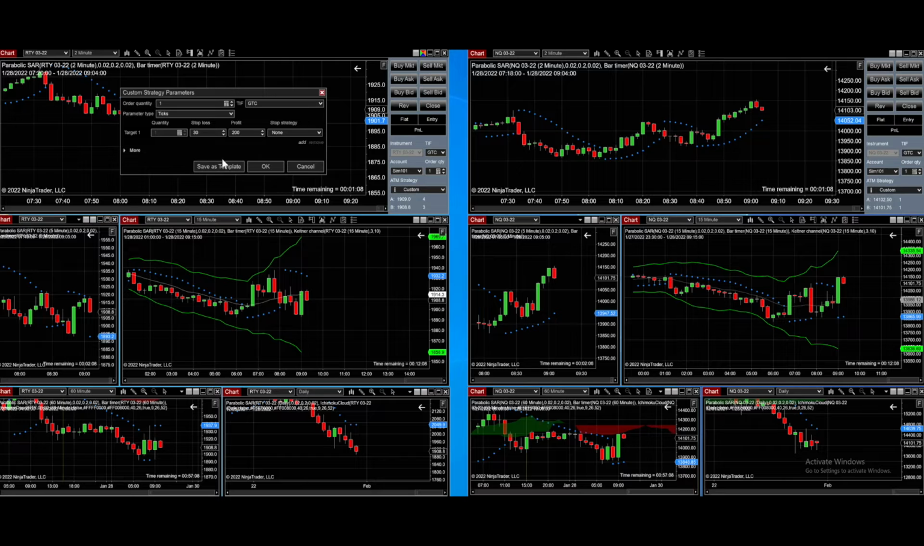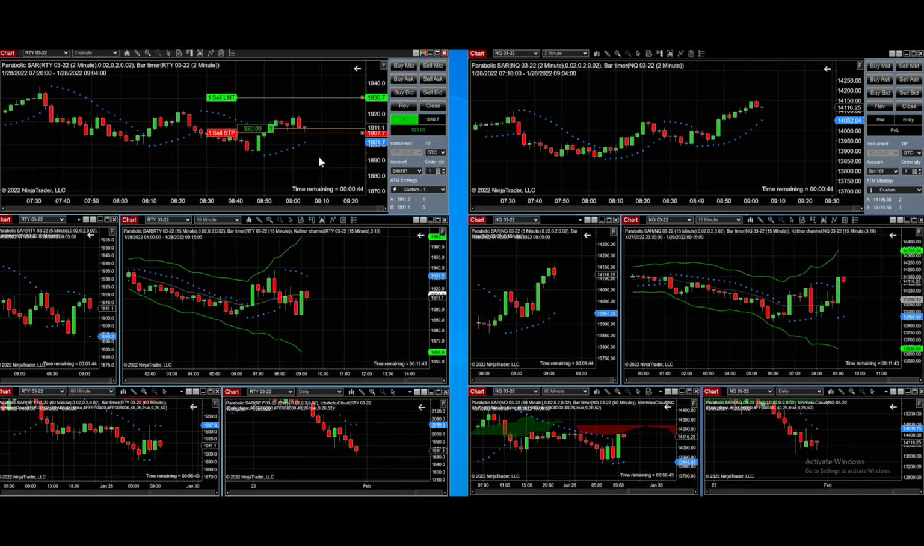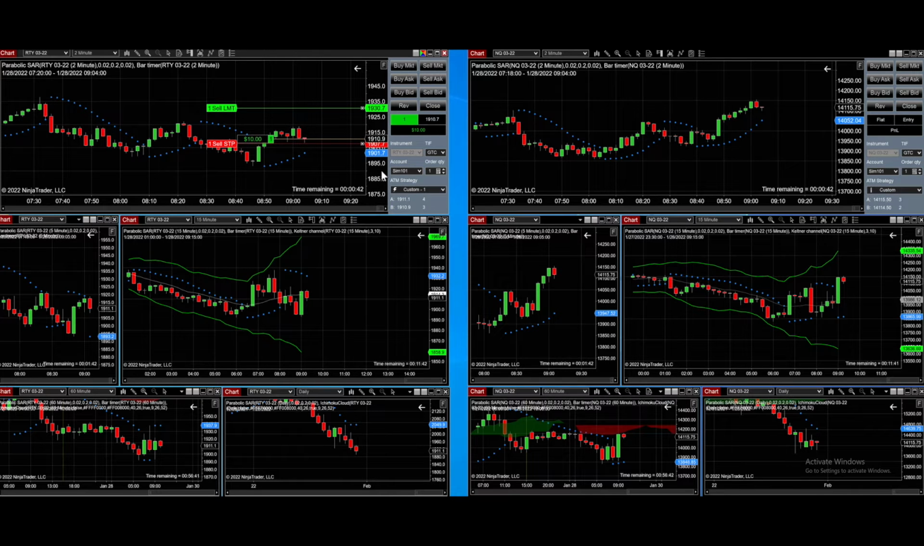So I could save as many templates as I wanted doing this. I would say okay. And then that is set up to automatically input those amounts. So let's say I was going to buy at the market. Order filled. And what's nice is then because all of this is right here on the chart, because I'm a very visual person, it really works well for me.